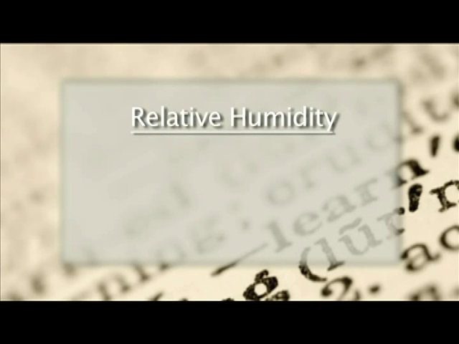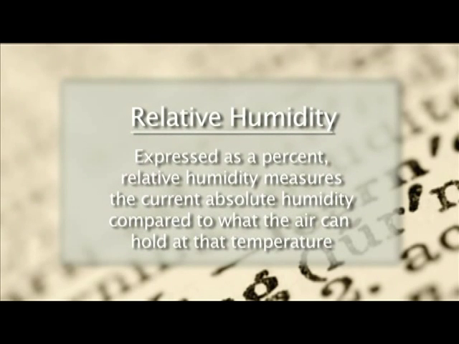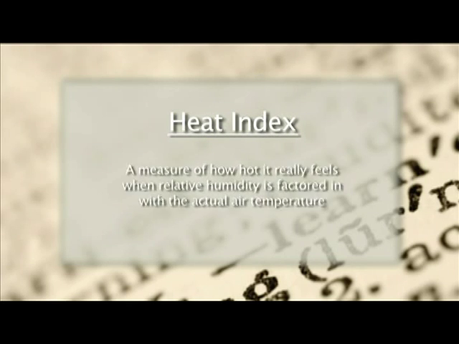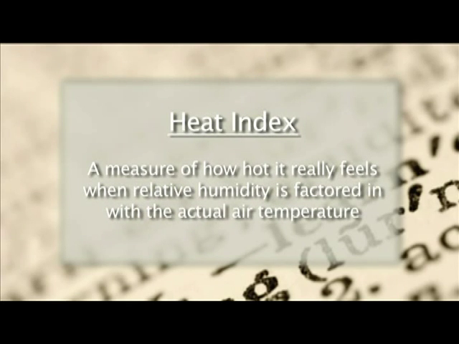Relative humidity is the most commonly used term regarding humidity. Expressed as a percent, relative humidity measures the current absolute humidity compared to what the air can hold at that temperature. The heat index is a value that combines air temperature and relative humidity. The heat index, sometimes referred to as the apparent temperature, is a measure of how hot it really feels when relative humidity is factored in with the actual air temperature.